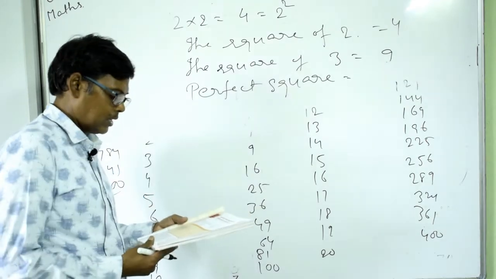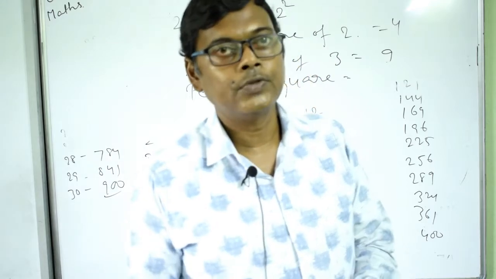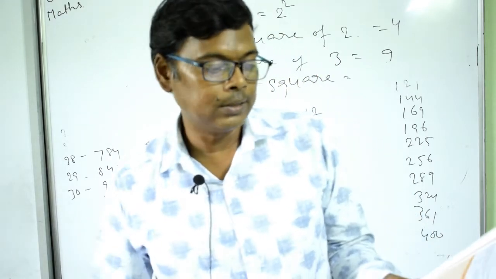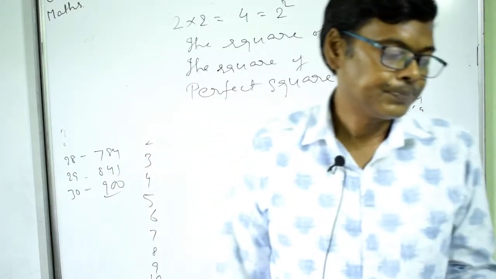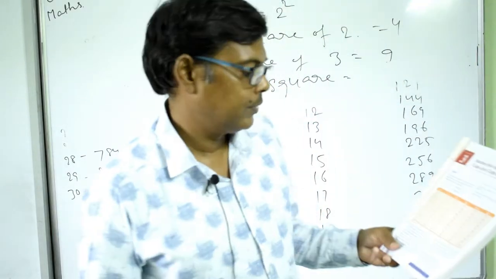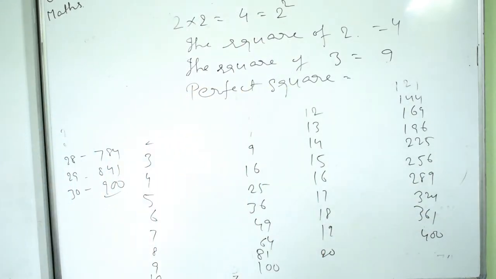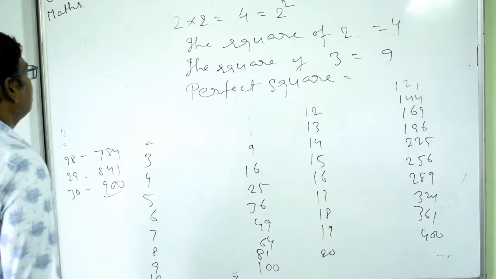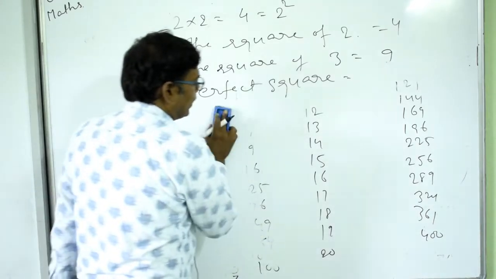Now we will discuss the properties of the squares of numbers. There are many properties here. The number one property is that a number having 2, 3, 7, 5, that is, here you are given which numbers will be a perfect square and which will not be a perfect square. So how will you identify that here?